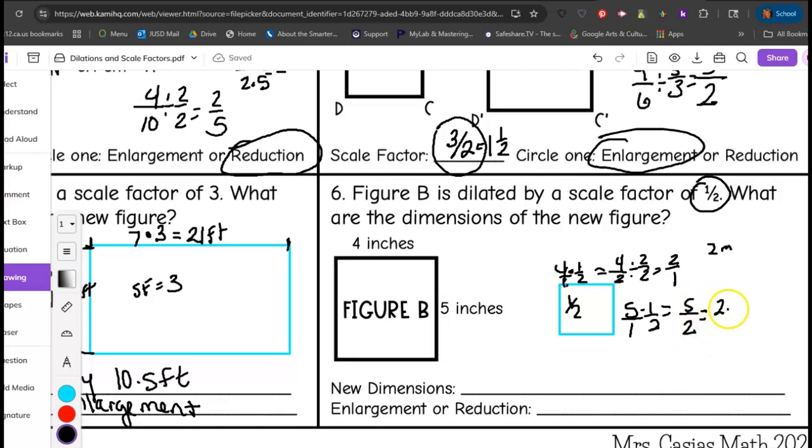2 goes into 5, 2.5 times. So that's inches. So now I have 2 inches by 2.5 inches. So I went from 4 to 2, 5 to 2.5, so it's a reduction.